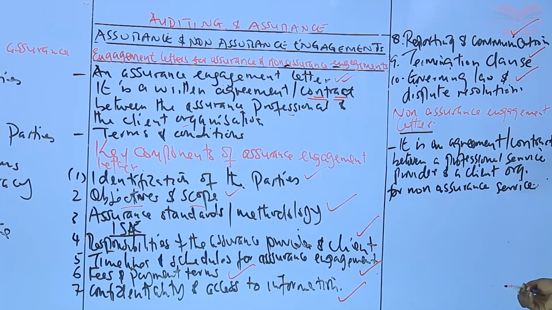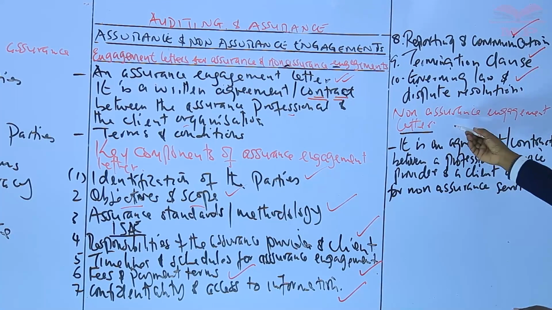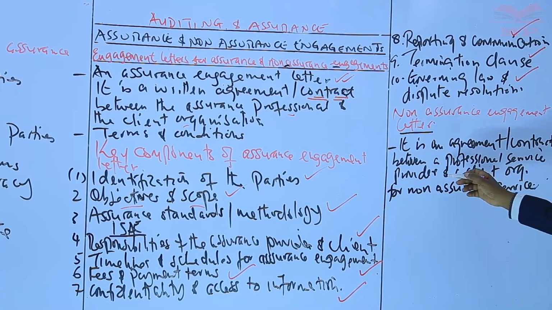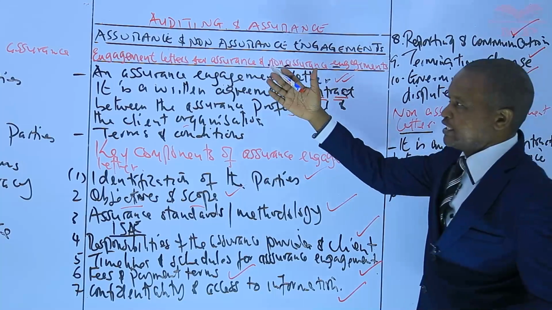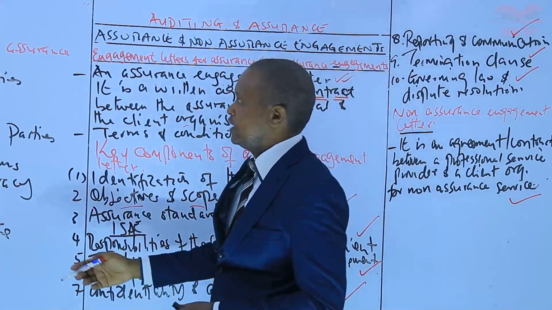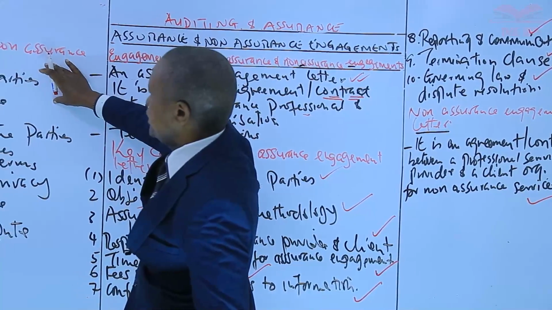We went ahead in this lesson to define a non-assurance engagement letter. We said that a non-assurance engagement letter is an agreement or contract between a professional service provider and a client organization for non-assurance services. Then we outlined the key components of a non-assurance engagement letter.